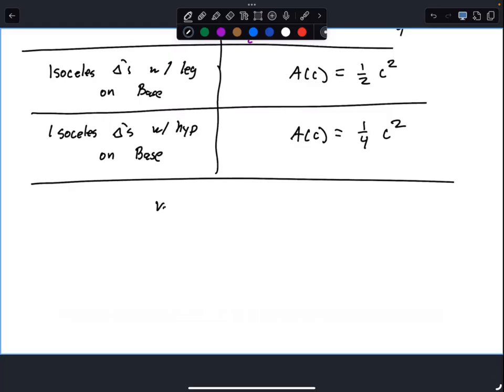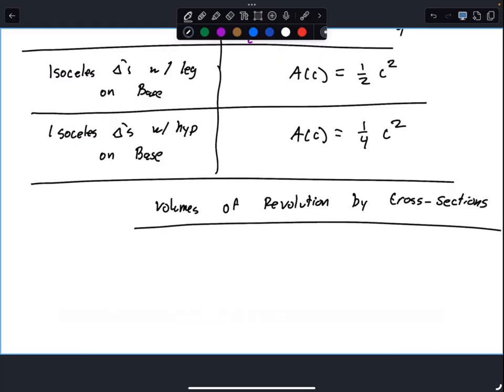This leads us to volumes of revolution by cross sections. So we're going to talk about it by using the cross-sectional method, which is basically the method that most all of you have probably already seen. Some of you might refer to this as the disc/washer method. But do know that what we are doing here is cross sections. Okay, so it's technically cross sections.